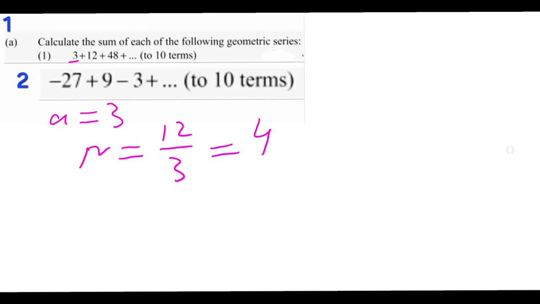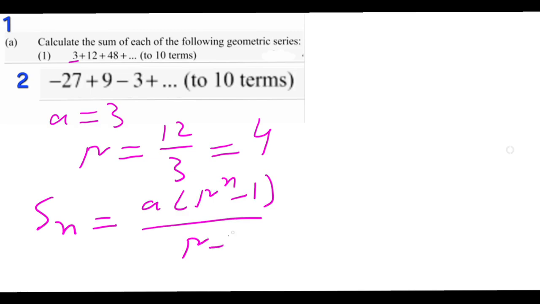So first I need to find the first term A. I can see the first term is 3 here, so A is equal to 3. And now I'm looking for the common ratio R, term 2 divided by term 1, so 12 divided by 3, the answer is 4. Now I can use the sum formula for a geometric series. As the ratio R is greater than 1, I can use this formula: Sn is equal to A times (R to the power n minus 1) over (R minus 1).